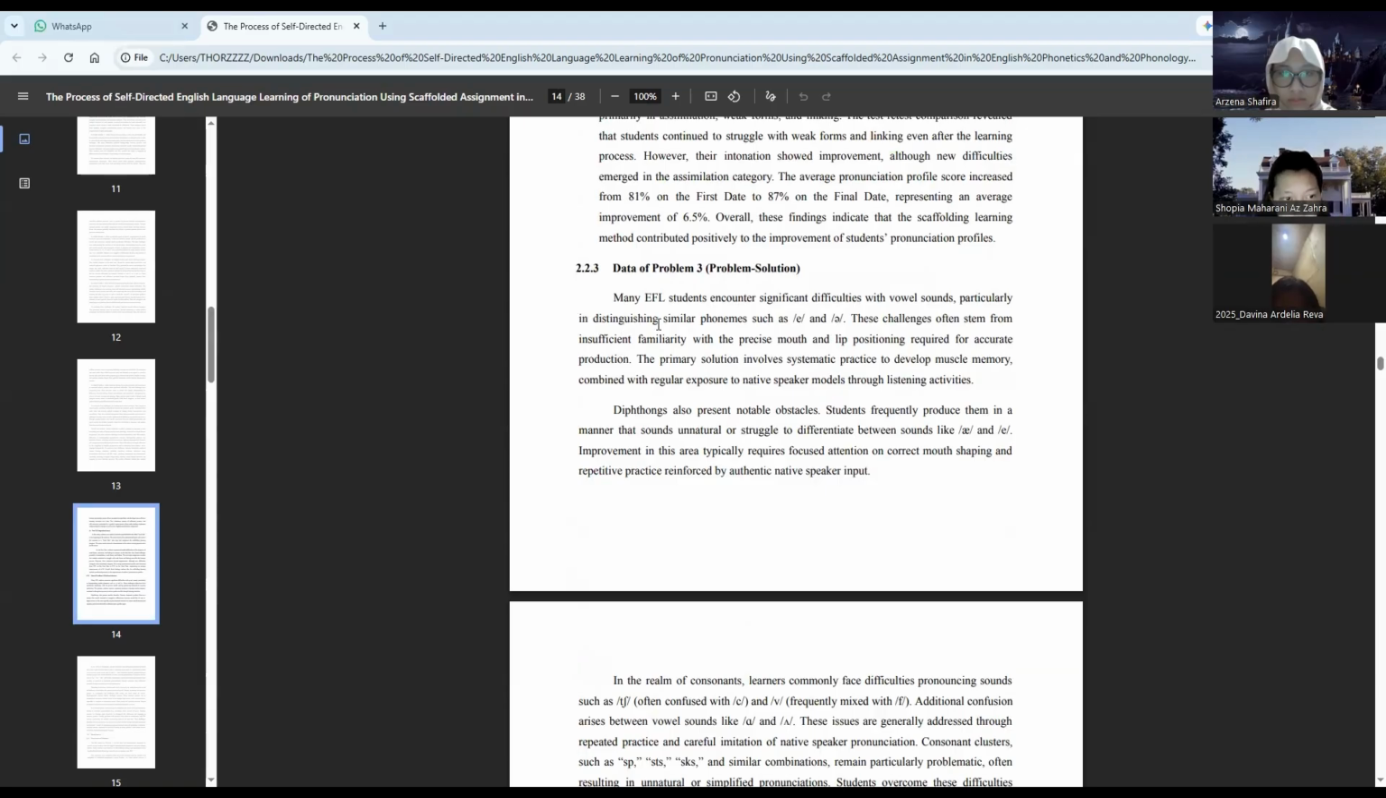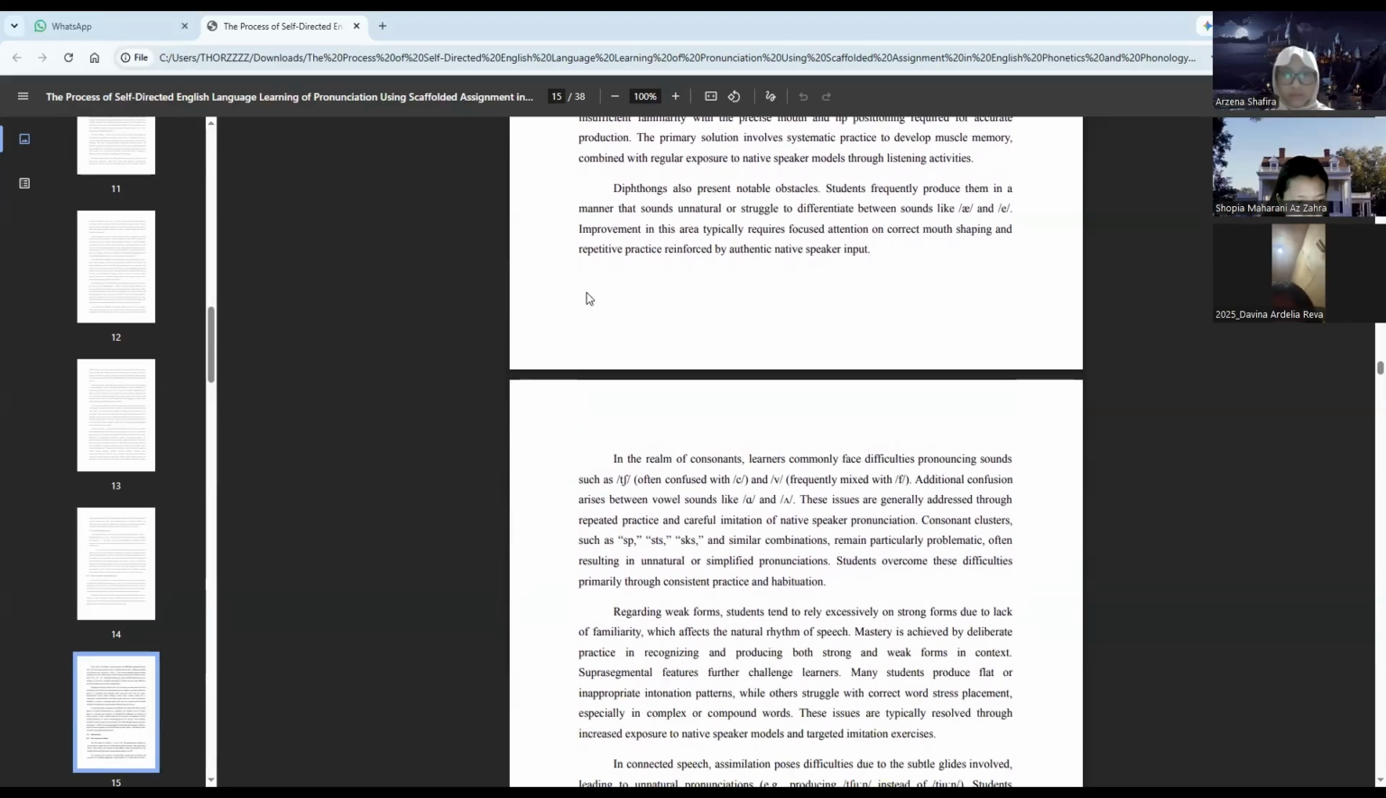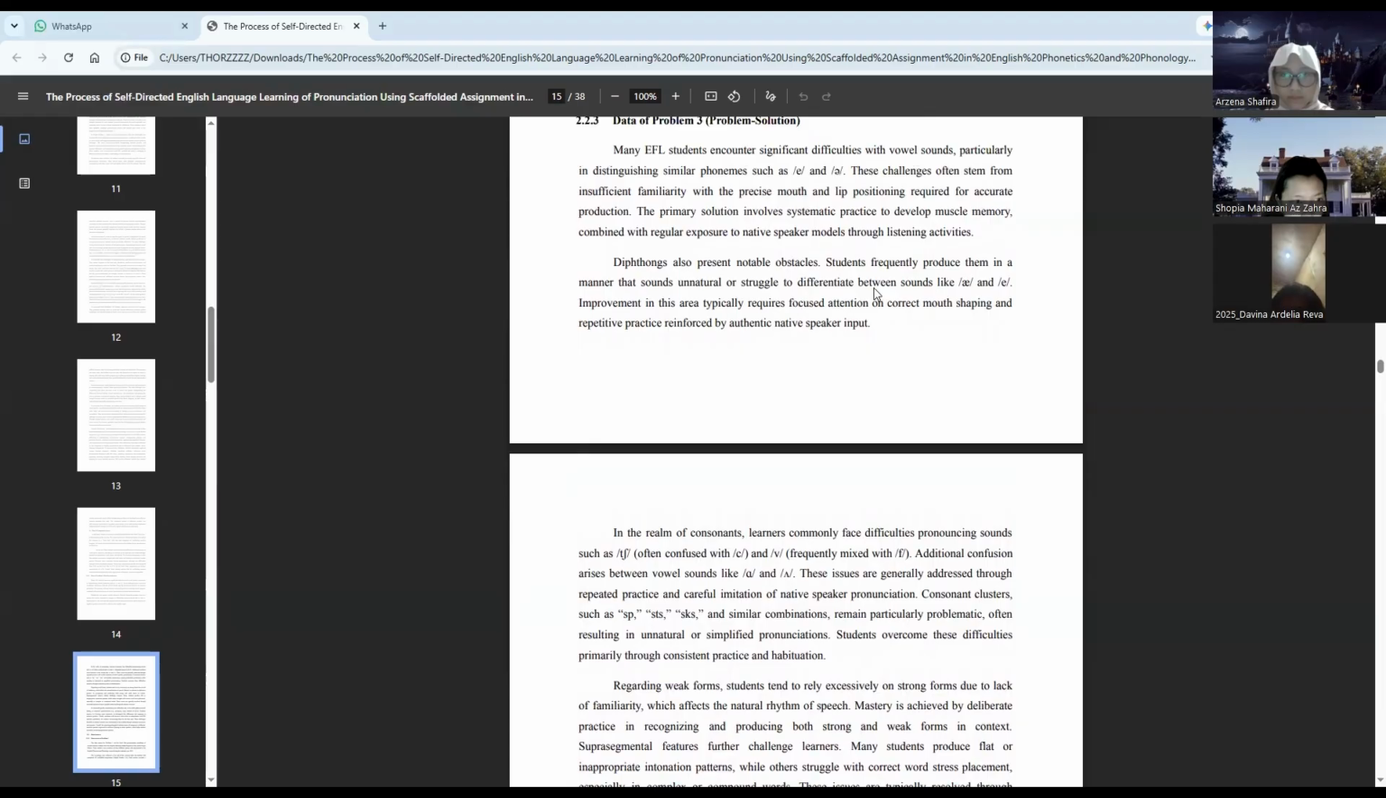Many E-level students encounter significant difficulties with vowel sounds, particularly in distinguishing similar phonemes. This challenge often stems from insufficient familiarity with the precise mouth and lip positioning required for accurate production. The primary solution involves systematic practice to develop muscle memory, combined with regular exposure to native speaker models through listening activities.